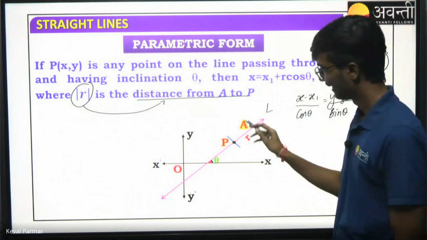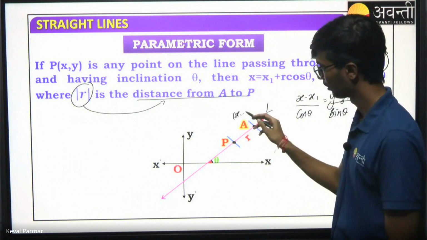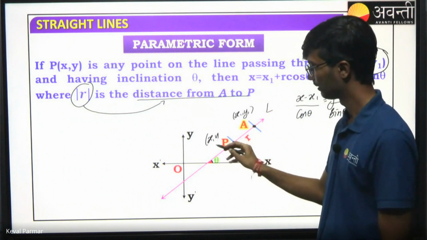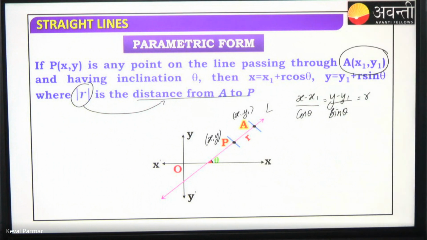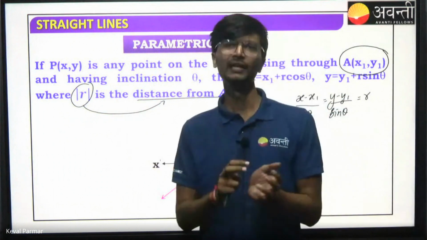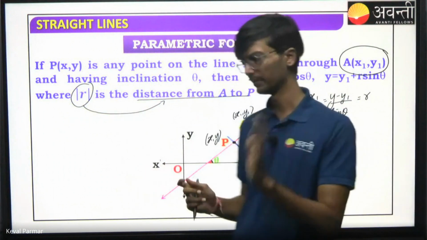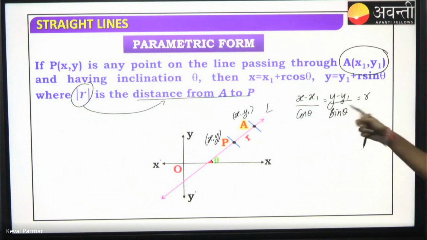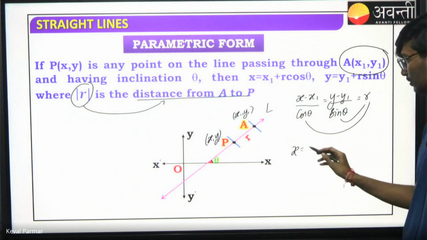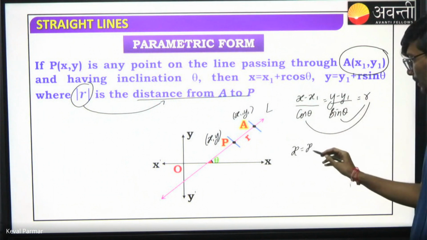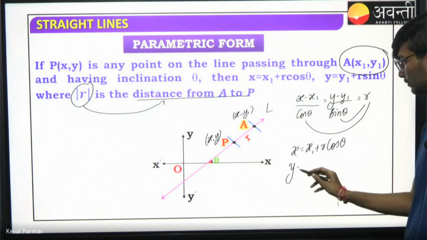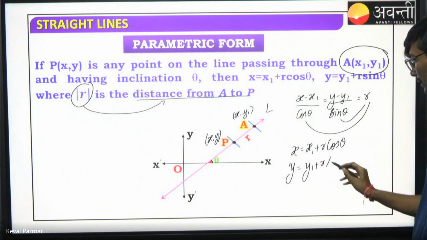That means A is the point x1 comma y1, and P is the point x comma y. So basically here r is the distance between these two points. Here we have taken mod r because distance should always be positive. So from here, if I equate these, I'll get x equals x1 plus r cos theta and y equals y1 plus r sin theta.